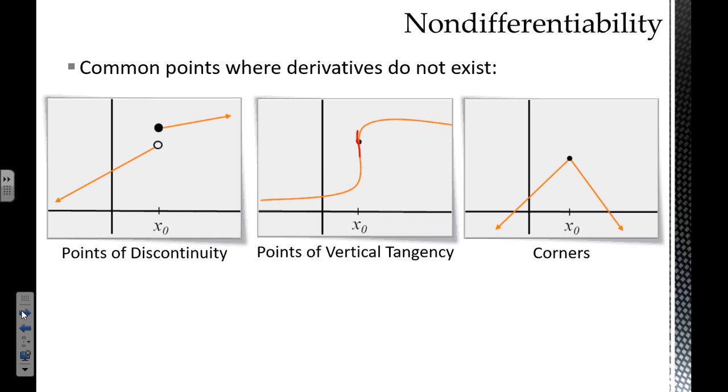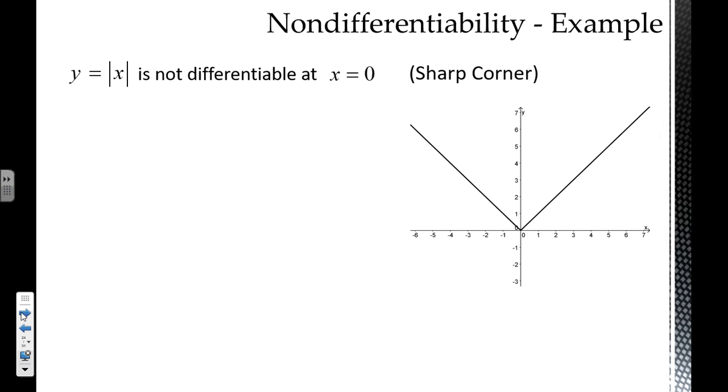Okay. Now, Unit 1, we talked about a lot of different kinds of discontinuity. Remember, asymptotes count there, jumps, holes. If there's any sort of discontinuity, not differentiable. Vertical tangency, not differentiable. Corners, not differentiable. Okay, I want to talk about the corner ones specifically. We have a very basic parent graph that has a corner. What is it? Absolute value of x. Where would the absolute value of x not be differentiable?